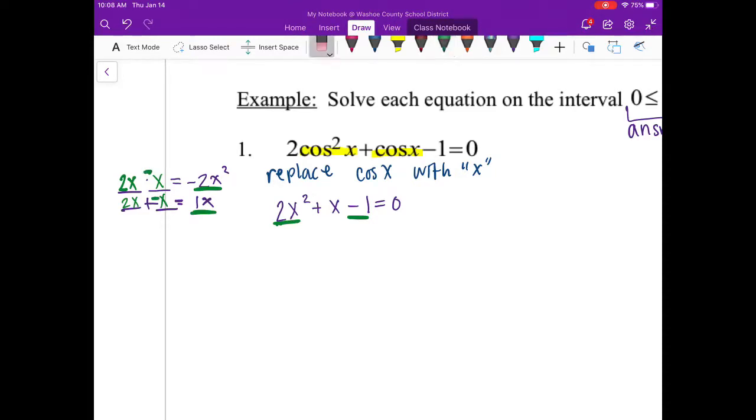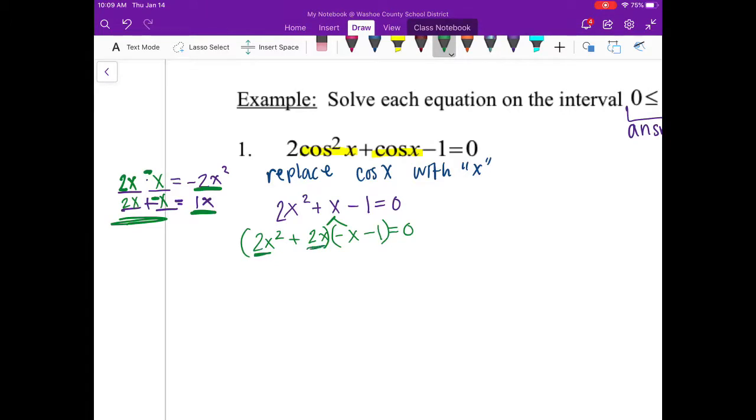Then we use what we call factor by grouping. What we do is we split up this middle term into the two terms that we have found. So I'm turning this into 2x minus 1x, and then just bring everything else down. Bring down the minus 1, bring down the 2x squared. What we do from here is we're going to group the first two and the last two, and then factor out the greatest common factor from each.